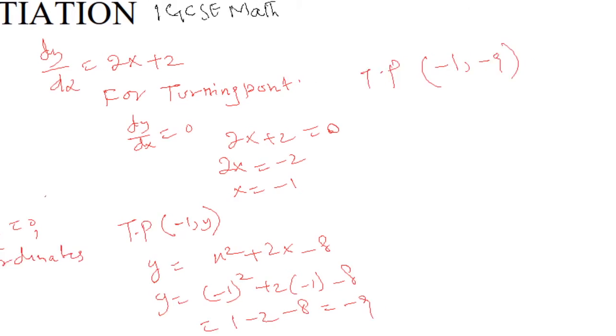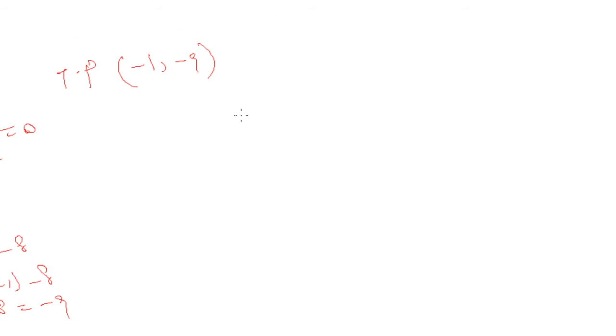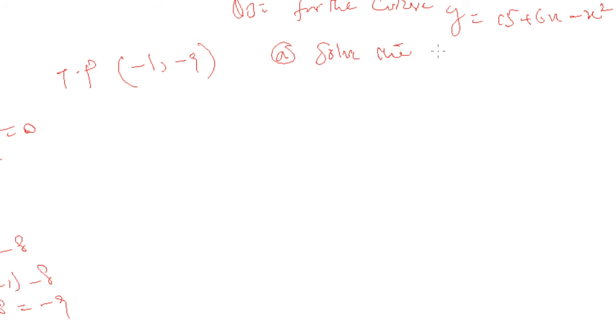Now let's solve question 3. Question 3 is saying for the curve y is equal to 15 plus 6x minus x square. Part A is solve dy dx equal to 0.